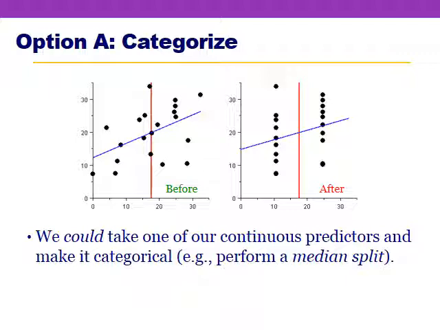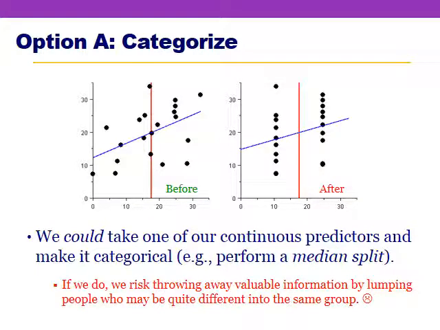Very rarely do I recommend doing this. The reason is anytime you take a continuous variable and make it categorical, you're throwing away a lot of really valuable information, right? So imagine, for example, that this represents a person's stress score. So this person has a stress score of about 7. This person has a stress score of about 14. This person has a stress score of about 25, and so on. What we're doing is we're treating all of these people on this side of the median as if they're the same, and we're treating all these people as if they're the same.